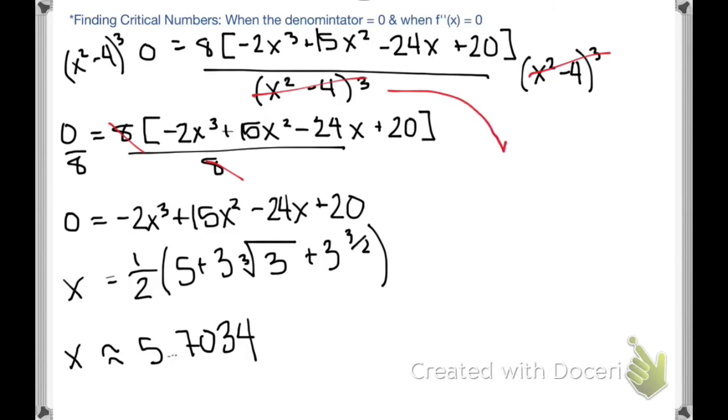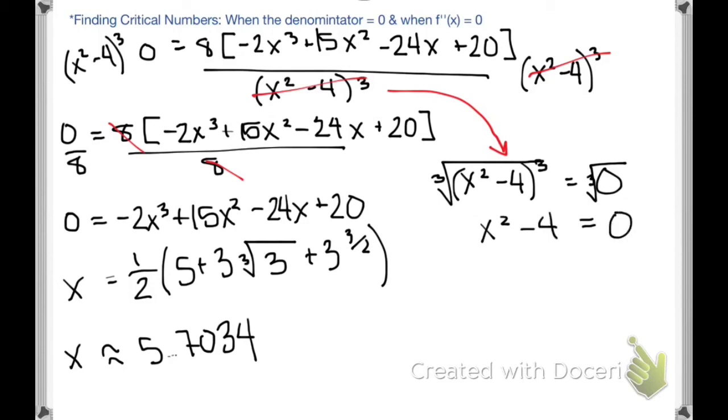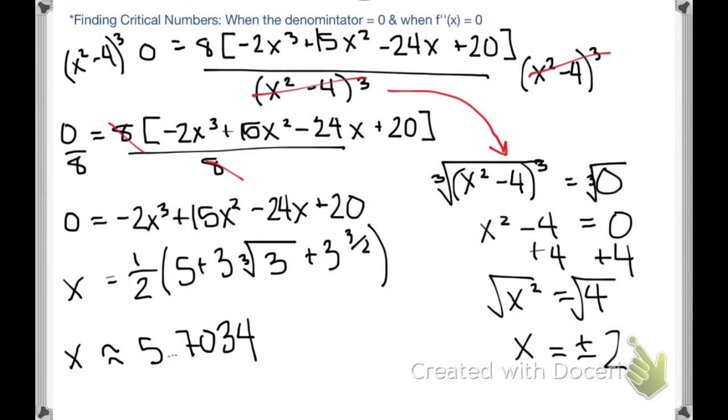Now when we set our denominator, x squared minus 4 cubed, equal to 0, we take the cube root of both sides, which is just going to give us x squared minus 4 equal to 0. Add 4 to both sides to get x squared is equal to 4, and take the square root of both sides to get x equal to plus or minus 2, once again.